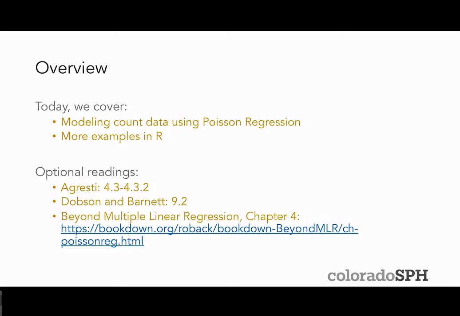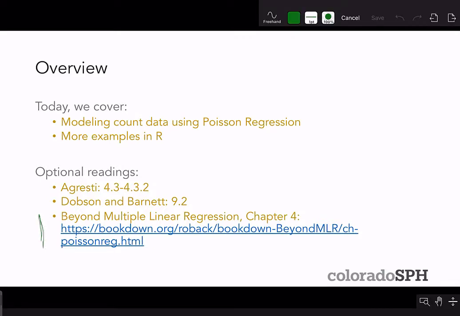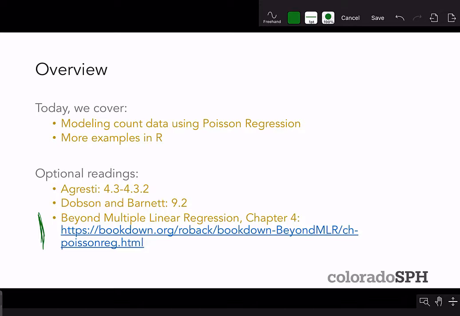I have an additional book that I've added to the optional readings list here, which is a book on applied multiple different types of regression in R. And chapter 4 talks about Poisson regression and is a nice resource, so I highly recommend it.